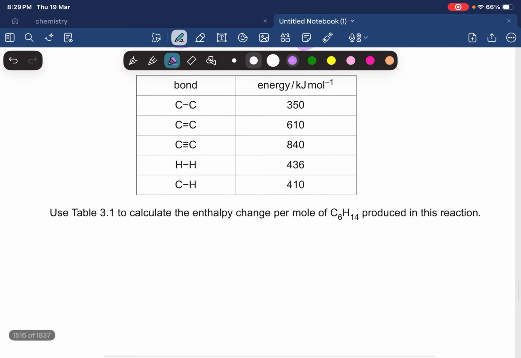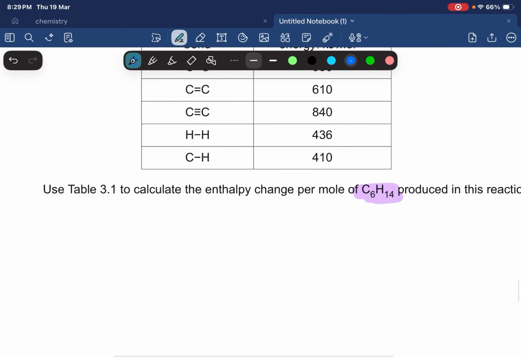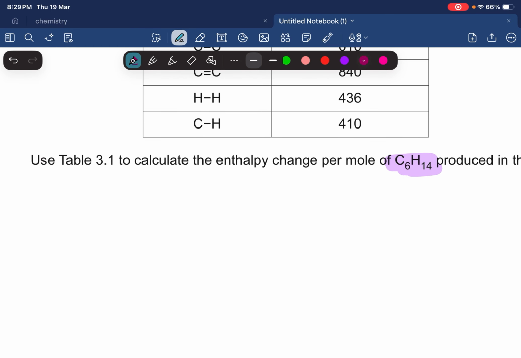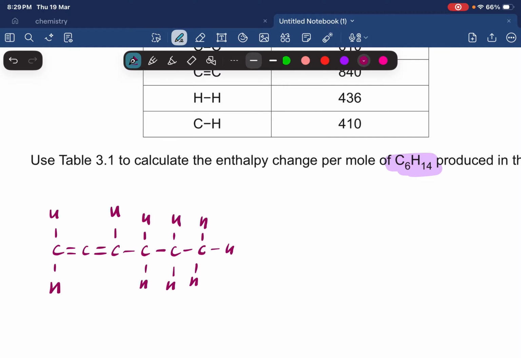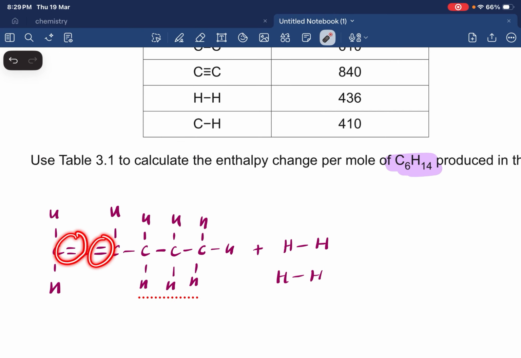Use table 3.1 to calculate the enthalpy change per mole of C6H14 produced in this reaction. First, I have to draw Y. With 2 double bonds, I have to draw 6 carbon atoms. 1 double bond, 2 double bonds, and then 6 carbons, with hydrogens on them. Done? Now add H2 to it, and there are going to be 2 moles of H2 added, because you can see there are 2 double bonds that need to get their treatment done.